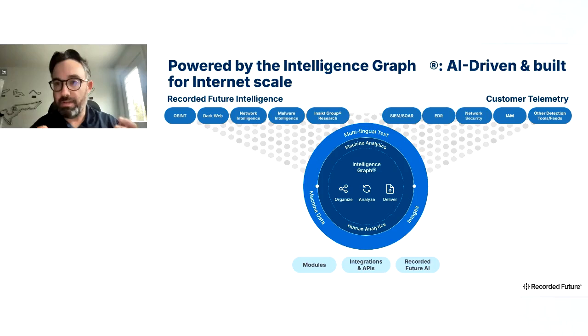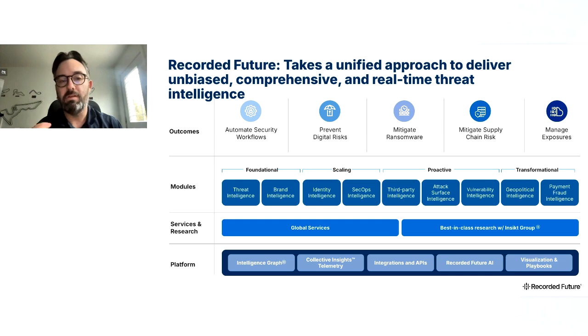So we collect all of that data, we apply natural language processing, ontology analysis, and entity relationship mapping, and that's what generates the intelligence graph, our corpus of threat intelligence that we make available to our customers across a multitude of different use cases. So I'm not going to go into super deep detail on this slide, but we're using this threat intelligence to solve many, many outcomes for our customers.